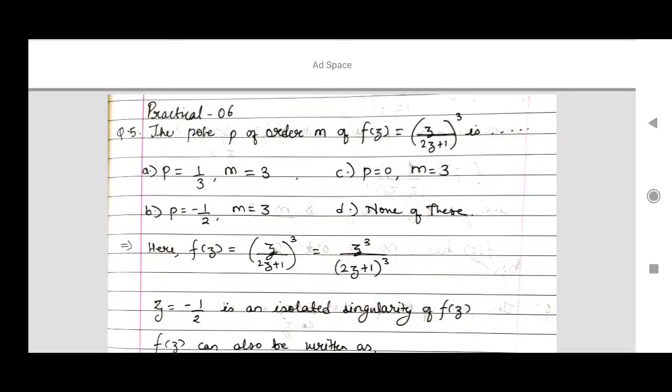Hello friends, we will solve question number 5, 6, 7 and 8 from practical number 6. So let's move to question number 5.